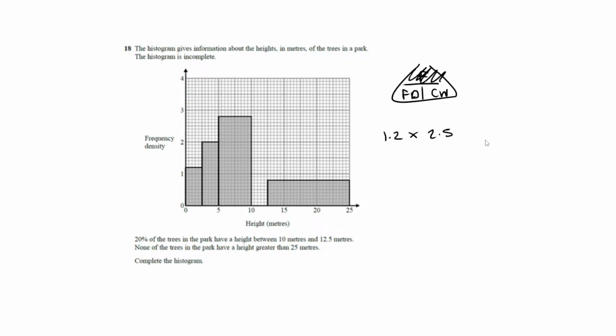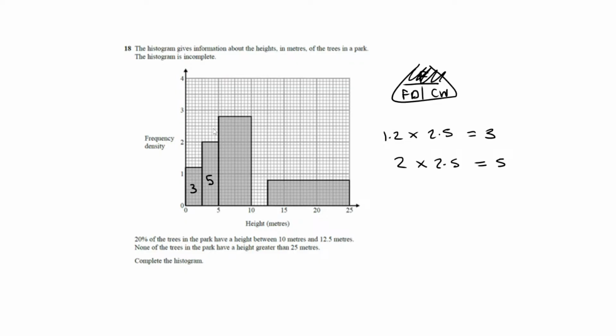Now this is, as I said, a calculator one. 1.2 times 2.5 is 3. So this one represents 3 trees. Then the next one, we've got a frequency density of 2, and the class width is also 2.5, because it's between 2.5 and 5. So what would that be? That'd be 5, wouldn't it?